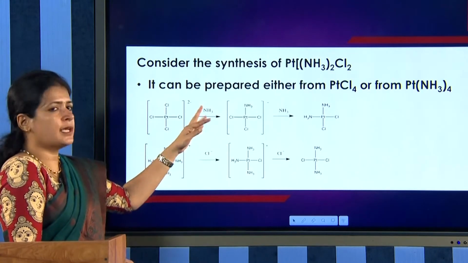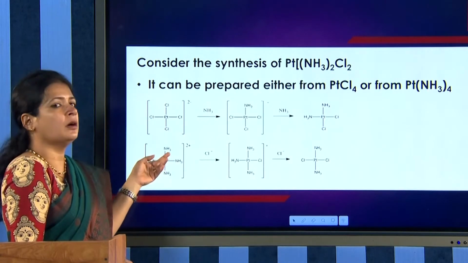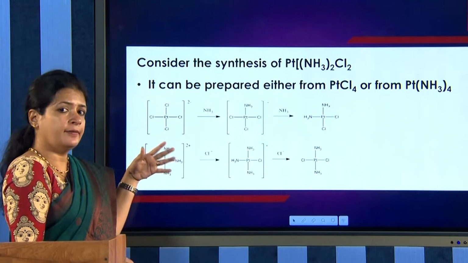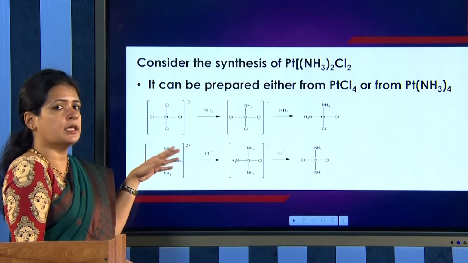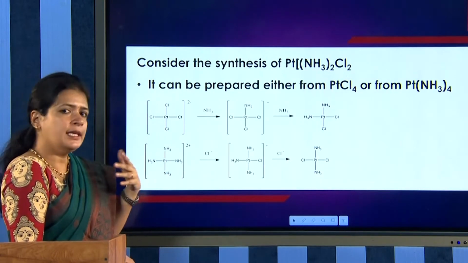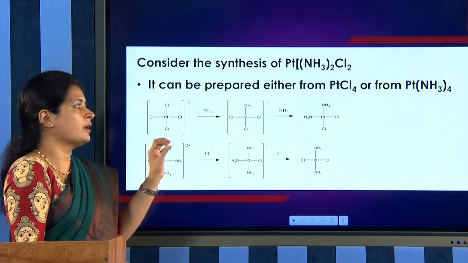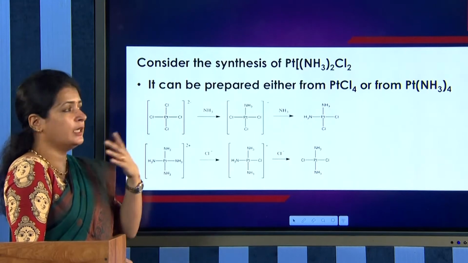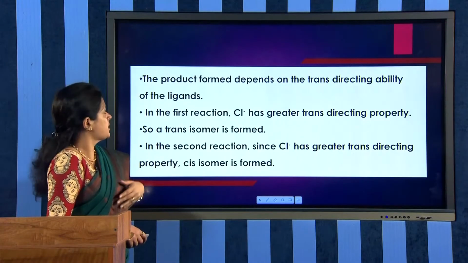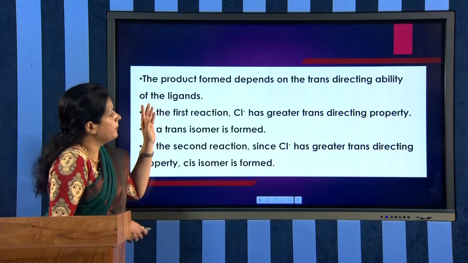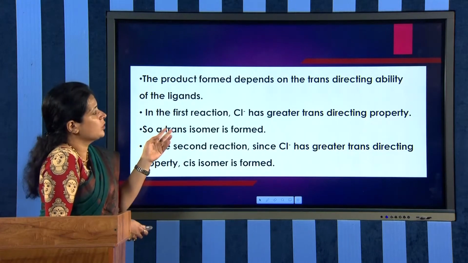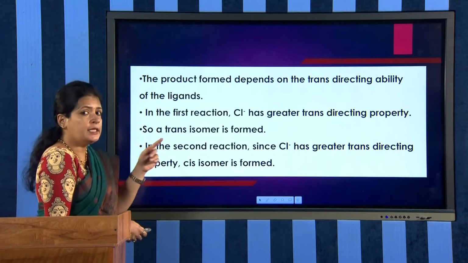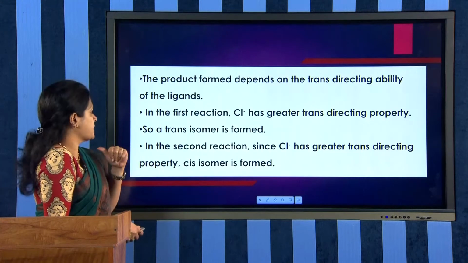So, the products are different if I take different reactants. These two different reactants give different products. The reason is that the trans effect is responsible for the formation of the two different products. I will discuss this in detail in the coming slides. The product formed depends on the trans-directing ability of the ligands in the complex.